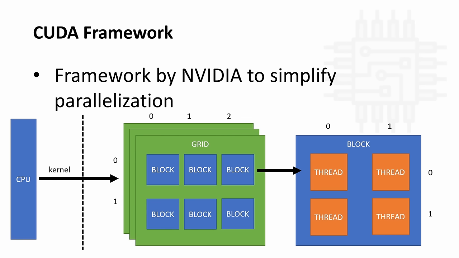So the abstraction away from the CPU to the GPU is what's known as a kernel, right? And a kernel consists of these things called grids, and then grids consist of blocks, and then blocks consist of threads. And what actually happens is when we execute a kernel, we tell the GPU how many grids and blocks and threads we want to have in our program.